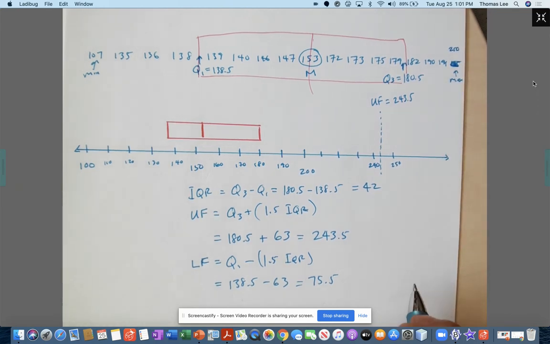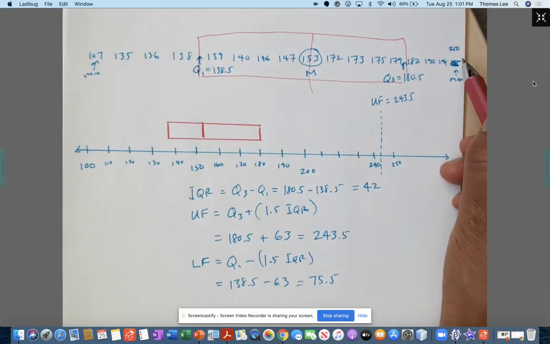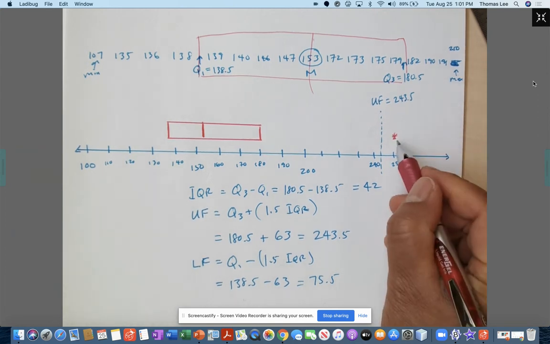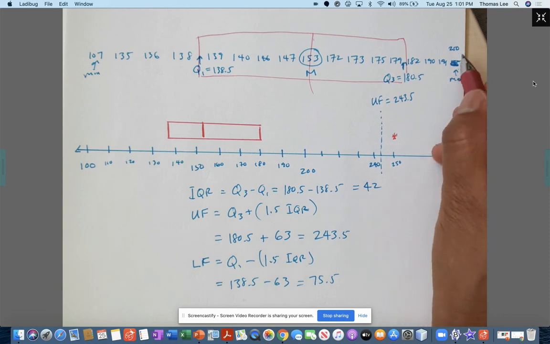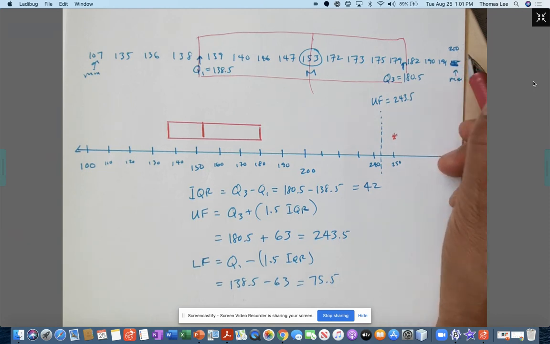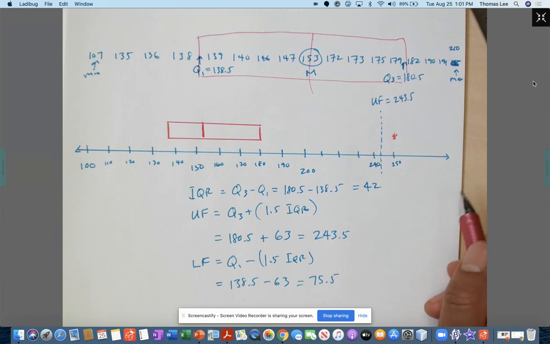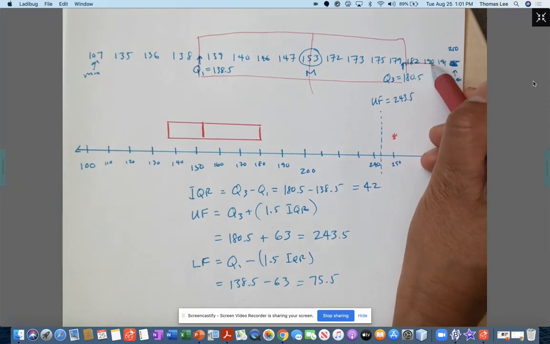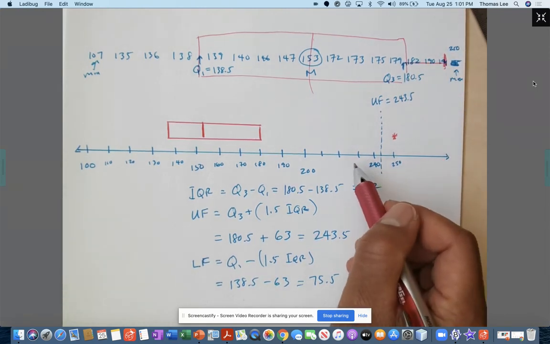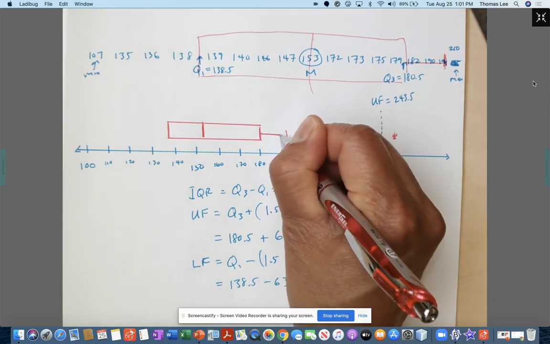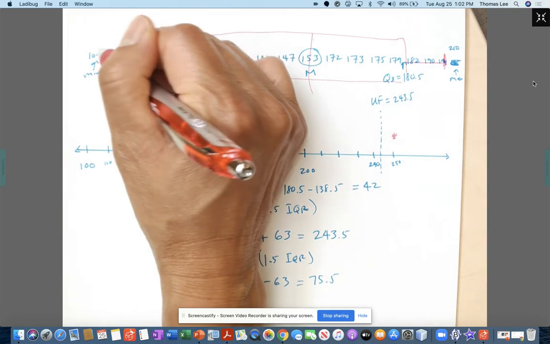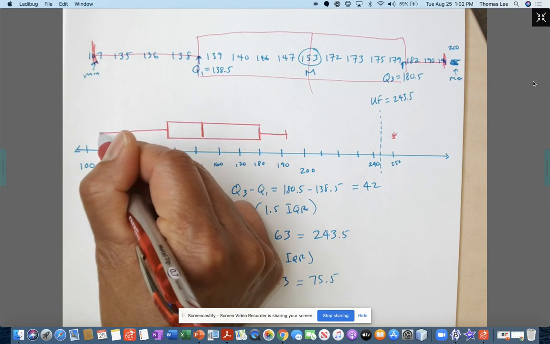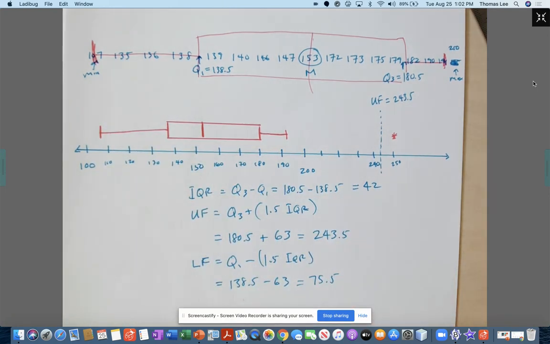How do I draw an outlier? So I draw an outlier by drawing an asterisk. So that asterisk represents my high outlier at 250. So now to complete this box plot, I just need to draw my upper whisker and my lower whisker, my two whiskers. So my whiskers go to the highest value that's not an outlier. So it goes to 191. And then my low whisker goes to my lowest value that's not an outlier. So it goes all the way down to 107. And that's how you draw your box plot.